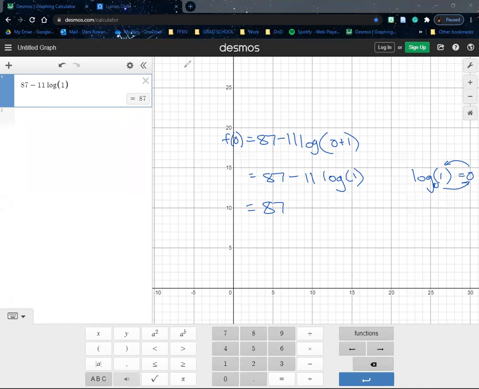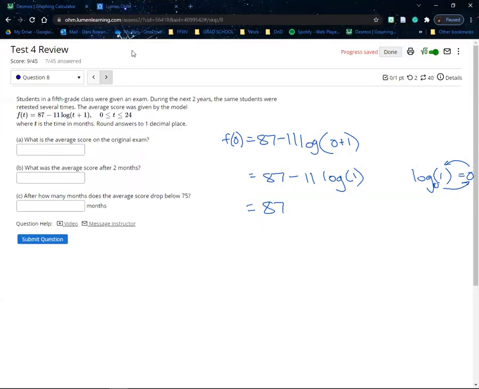So it makes the minus 11 go away as well because it's attached to it? Well, yeah, because it's just 0 times 11, right? Right. That's what I'm thinking. Yep. Okay. So we'll make that 87.